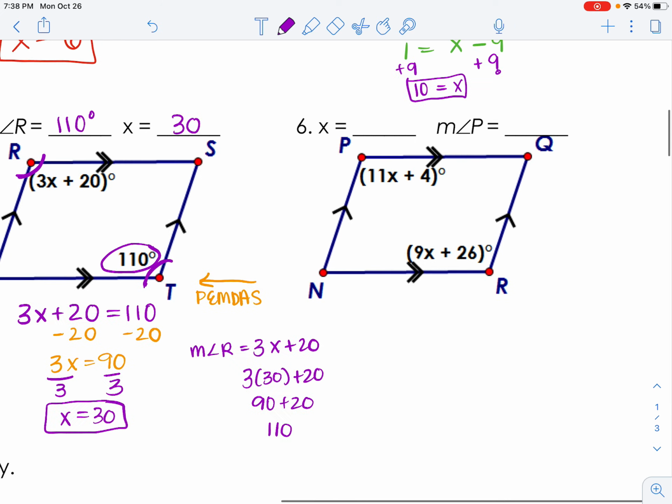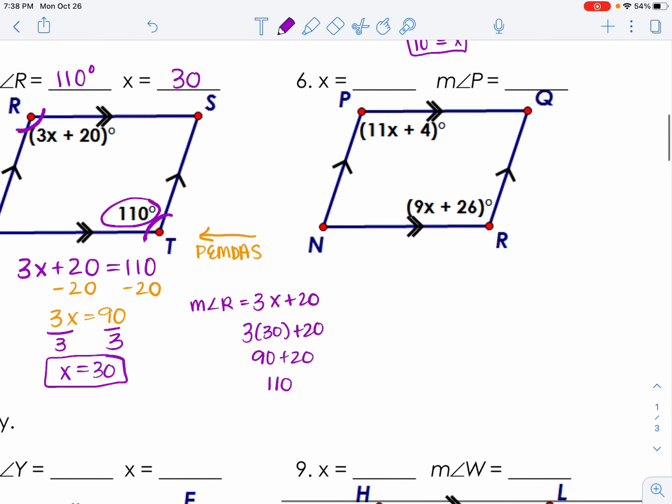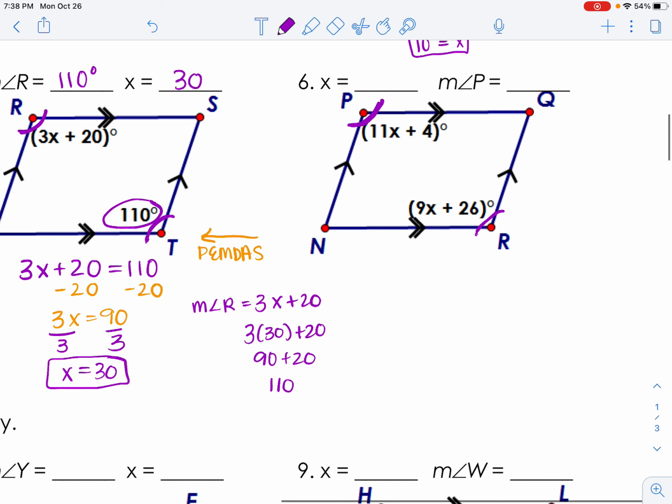All right, see if you can try number 6. At least get your setup and then unpause the video to go over the rest. So for this example, we're looking for angle P, which is right here, and it is opposite angle R. So I can set those two equal. So I'll say 11x plus 4 equals 9x plus 26.